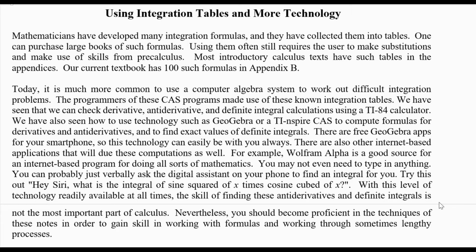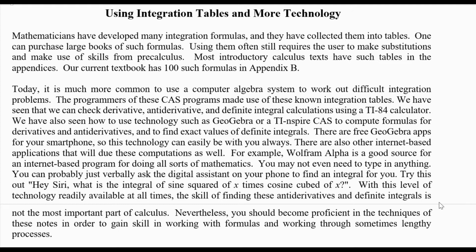Hello, over the last several videos we've been introducing different techniques of integration. We've looked at substitution, we've looked at integration by parts, we've looked at how to use certain algebraic techniques and trig identities to help us, including long division, partial fraction decomposition, and some other techniques.